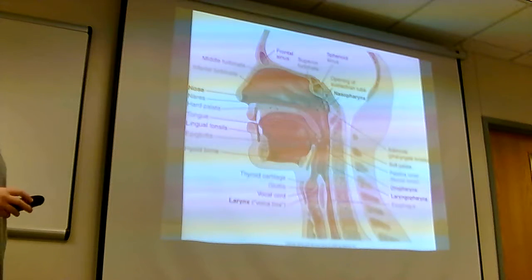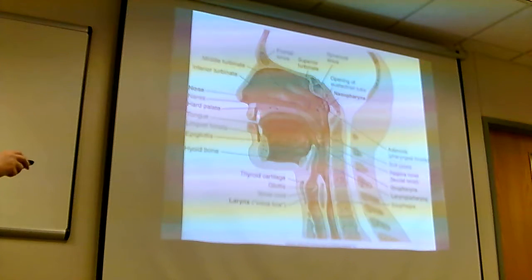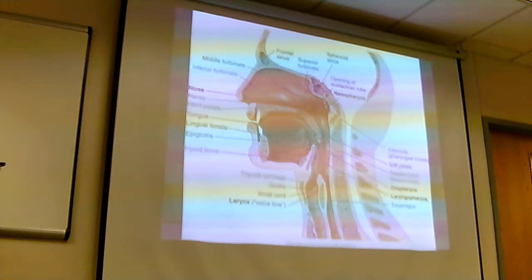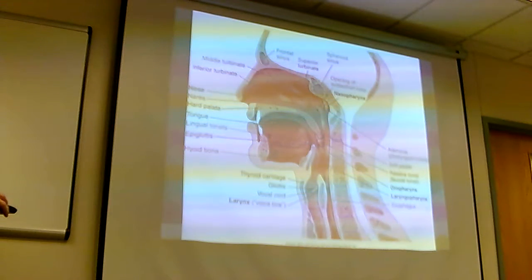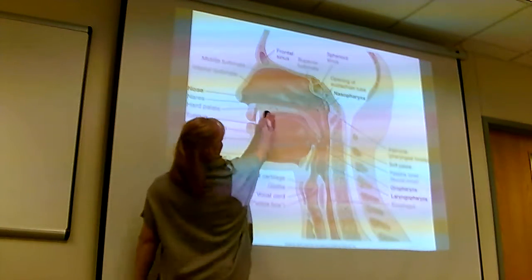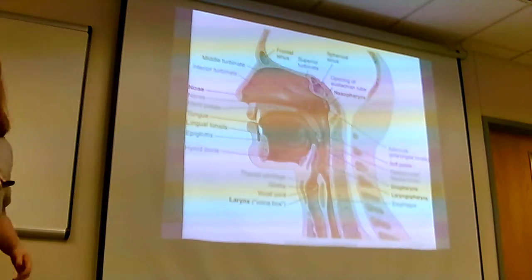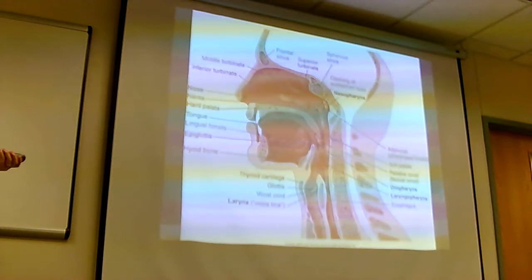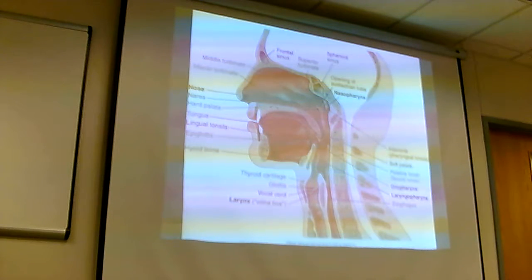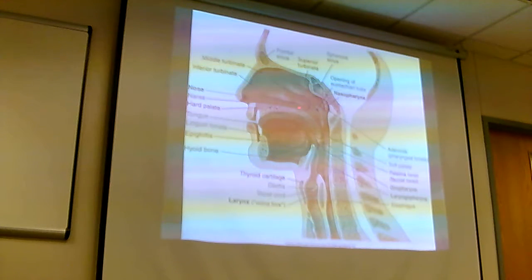So the oral cavity, you've got the lips, the teeth, the gums, the hard and soft palate. Hard palate is just this bony structure here. Soft palate is the non-bony structure that forms the palate. You've got the tongue and the cheeks. That basically creates the oral cavity.